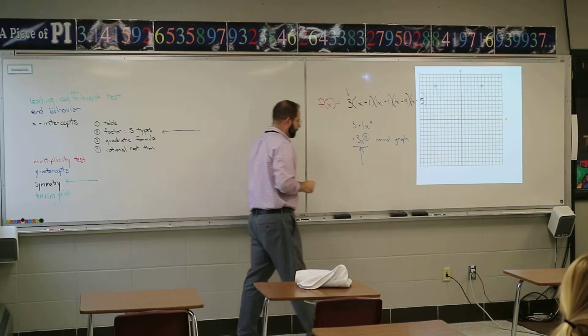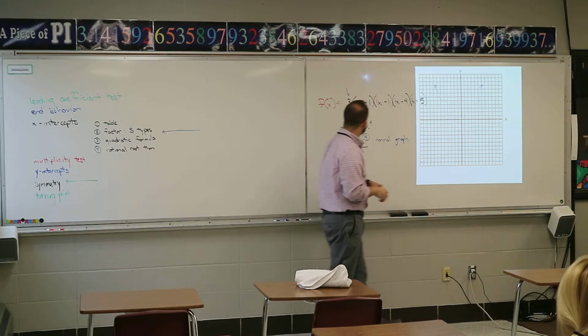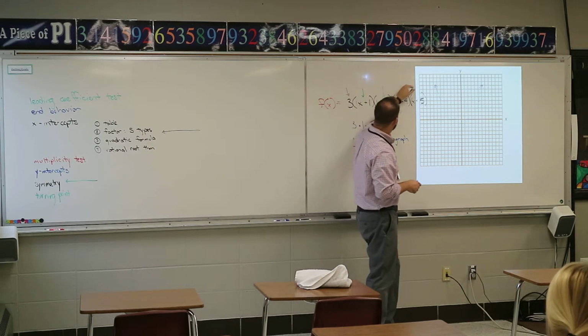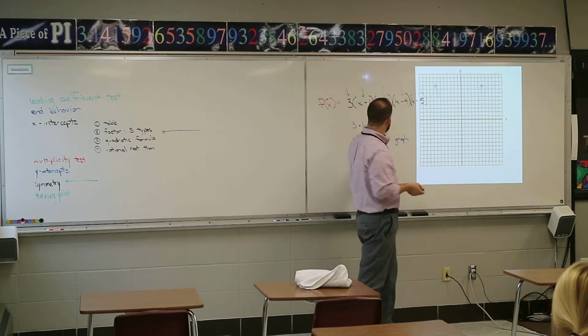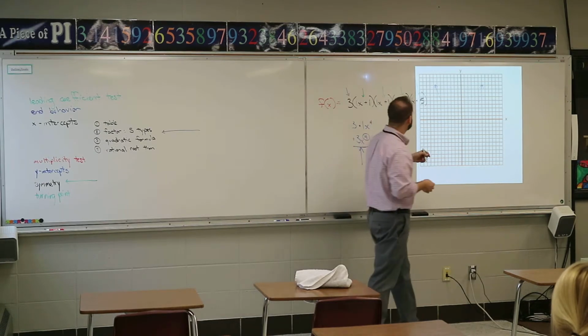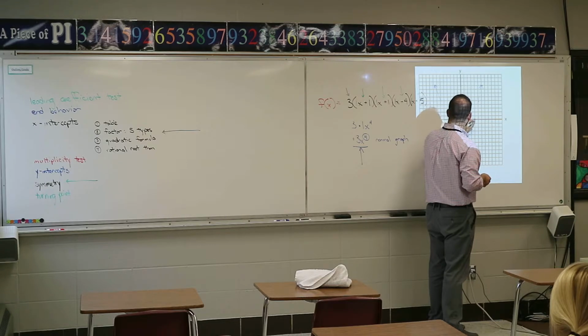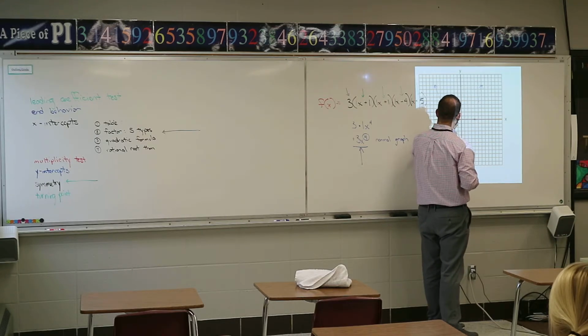X-intercepts, what are my x-intercepts on this graph? Negative 1, 4, and negative 5. Boom. There's really only 3. Even though there are 4 listed, one of them repeated. So negative 1, 4, and negative 5. 1, 2, 3, 4, 5.